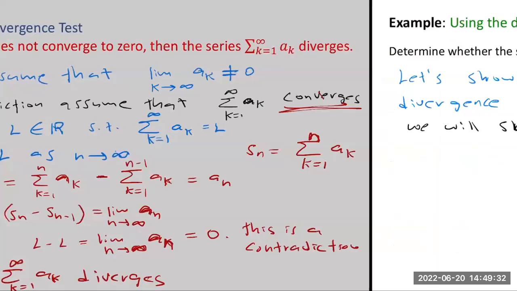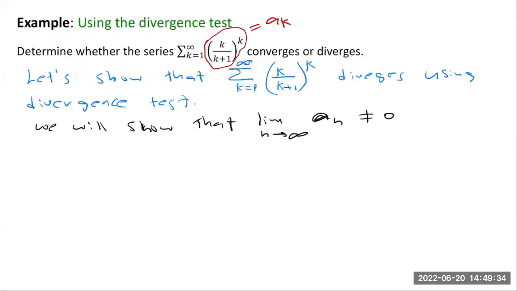That's what I'm going to do here. I'm going to show that the sequence ak does not converge to 0, and that means I'm going to show that the limit as n goes to infinity of an is not equal to 0. That's what we mean by the sequence ak does not converge to 0. We need to show that this limit as n goes to infinity of an is not equal to 0.